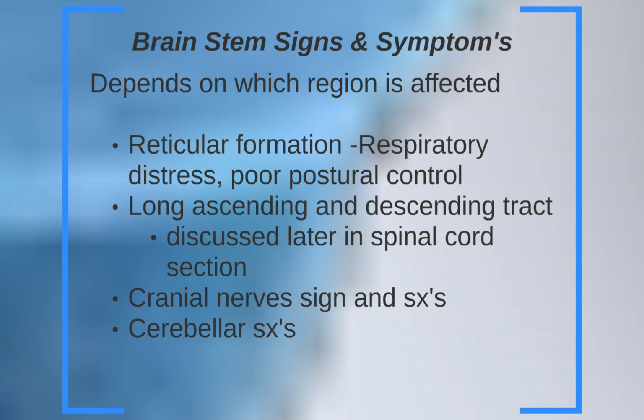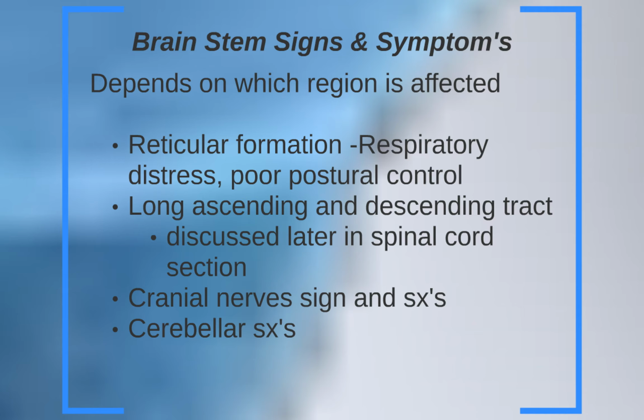So if we had symptoms or damage in the brainstem, we would see potential of respiratory distress, poor postural control. Naturally, anything related to the long ascending or descending tracts will be interrupted. And depending on how much interruption occurs, we'll either have an incomplete or a complete lesion, which is defined as damage within the brainstem, but not as clearly defined as damage within the spinal cord. However, we can make the correlation between complete lesions of spinal cord injury and complete lesions of brainstem, as well as the incomplete lesions.